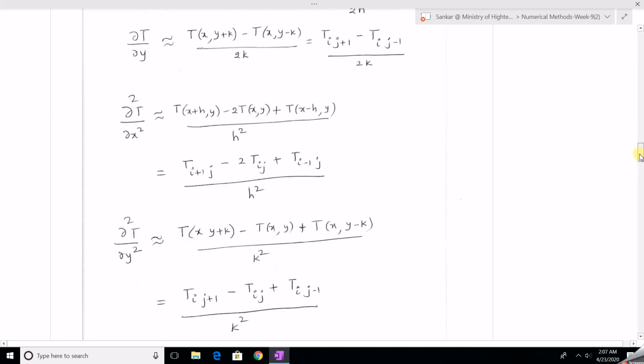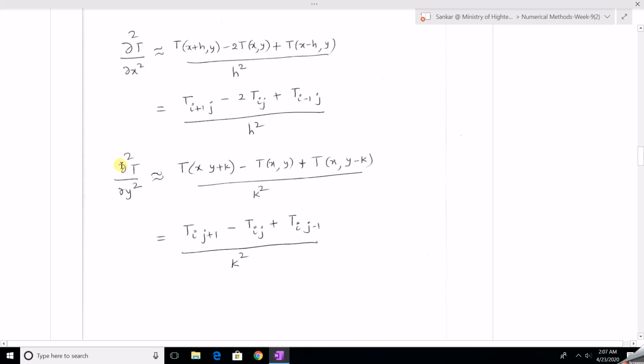In the same way, we can write an approximation for the partial derivative with respect to y. ∂²T over ∂y² is approximated by, here, since the derivative is with respect to y, x remains constant, no change in x. So it is approximated by T of x, y plus k, change in y here, y plus k, minus, I think here it should be 2. So let me write 2 also here.